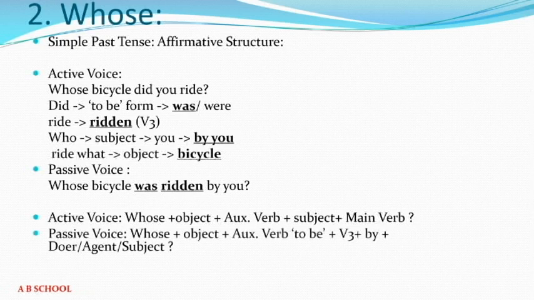The passive voice formula, whose plus object plus the auxiliary verb to be formed, that is related to that particular tense. So here, as it is simple past tense, we have taken was or were. Then it is the third form of the verb. Here it is written plus by, and after by you have the agent or the doer of the action. Clear? Now we move on with the next structure, and that is simple past tense itself, negative structure.